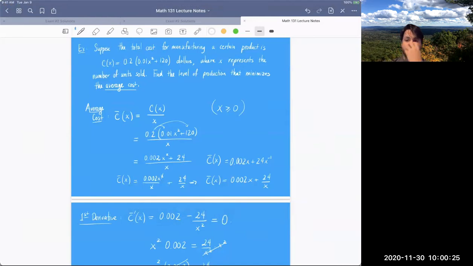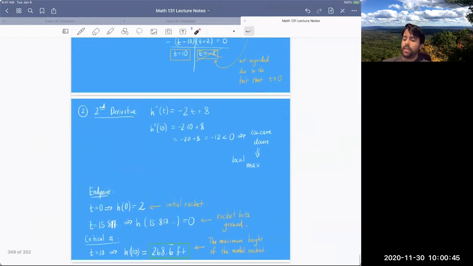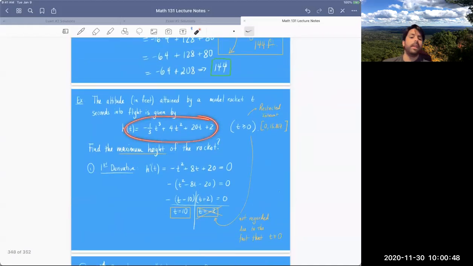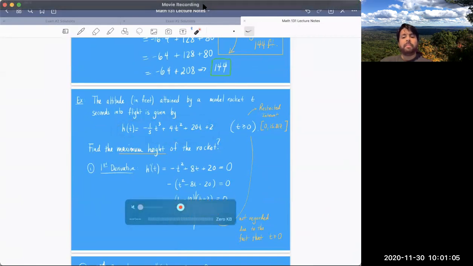We're going to continue with this on Wednesday. We're going to deal with more complex scenarios where the function will not be given to us. The second level is when we have to find the functions ourselves. Normally we're given that the cost function is this, or that the height of the rocket is this. Now on Wednesday we're going to talk about how we can find the functions for ourselves and then apply the first derivative test and second derivative test to figure out the maximum or minimum. Okay?